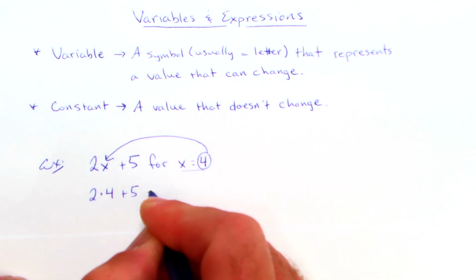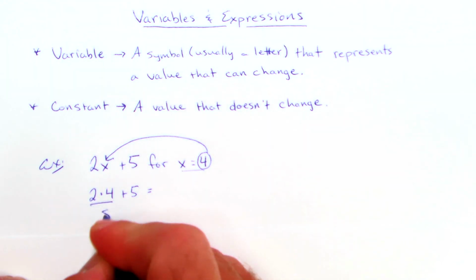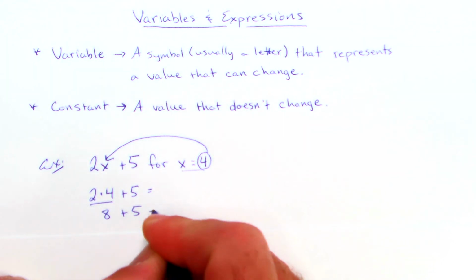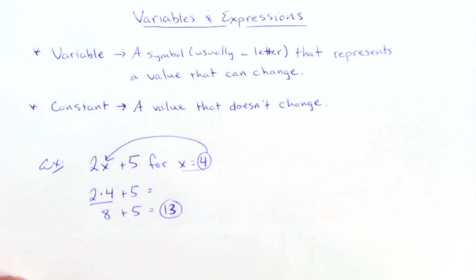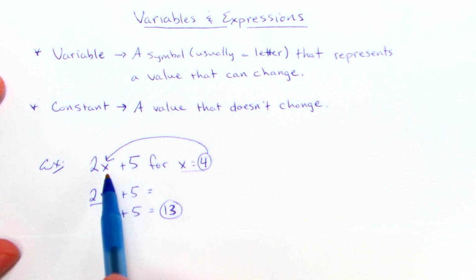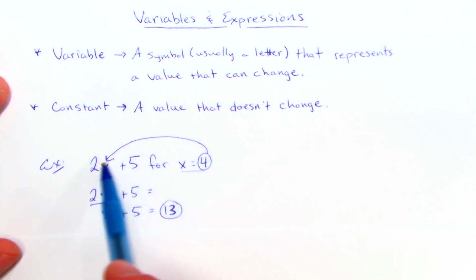So if we were to rewrite this using our 4, it'd be 2 times 4 plus 5. And if we follow our order of operations, we do our multiplication first. 2 times 4 is 8. Add our 5, and we get a total of 13. So once again, our variable is represented by the letter. Our constants are the numbers that don't change. And we use substitution by putting back in this value for our variable to solve.